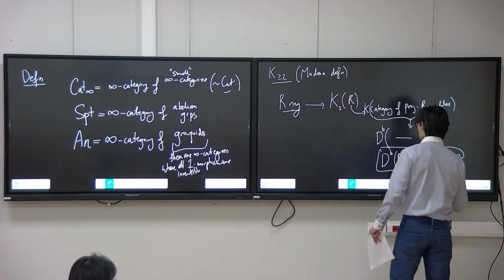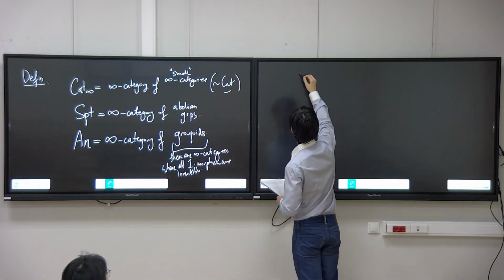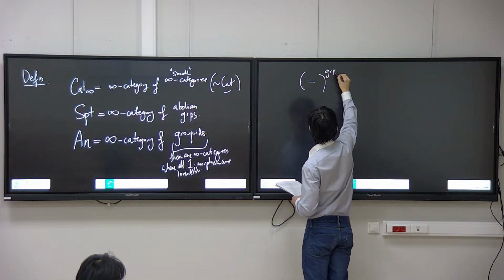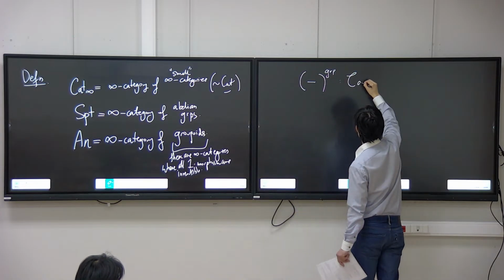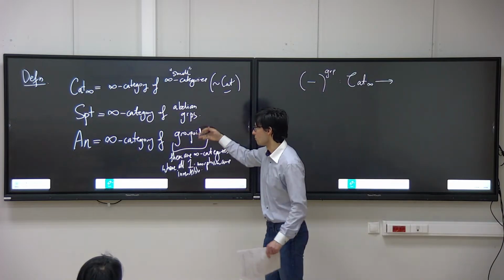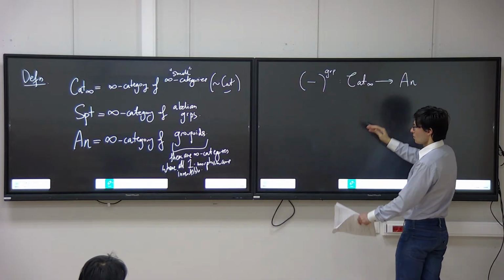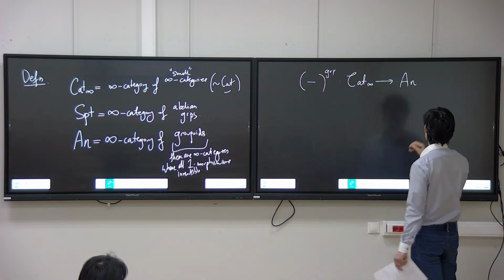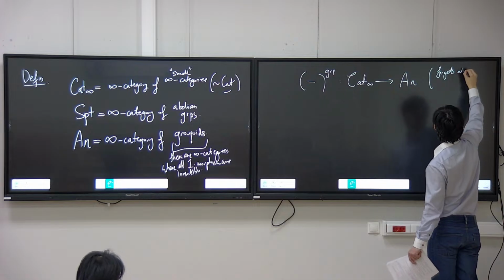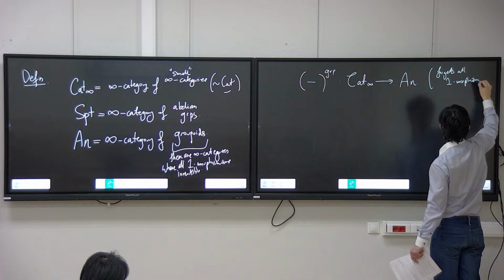So there are forgetful functors. First of all, a forgetful functor from, let's call it dash group, which goes from Cat infinity to my infinity category of monoids, this anima, which basically forgets all one morphisms which are not invertible.